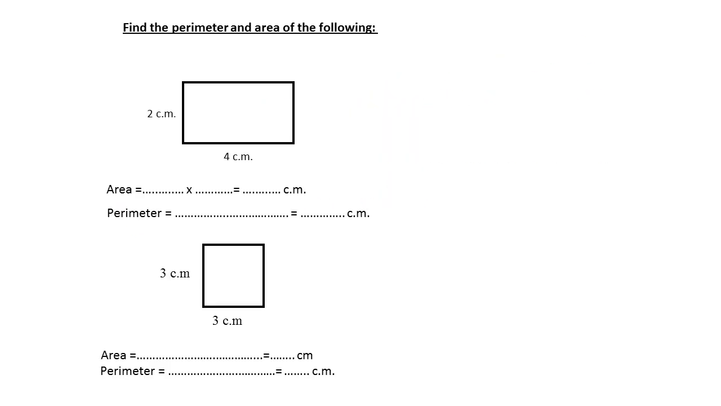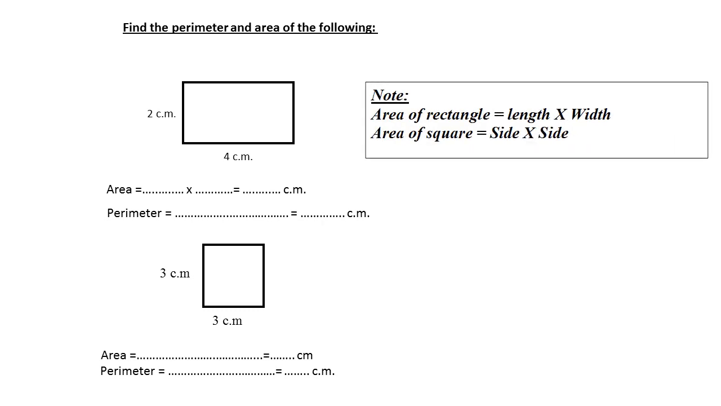Okay, find the perimeter and the area of the following. Before answering these questions, we must remember the rules of the perimeter and the area of a rectangle and a square. Let's start with the rules of the area.